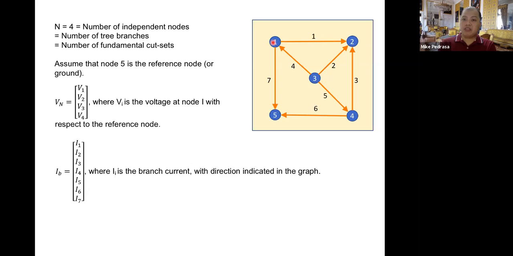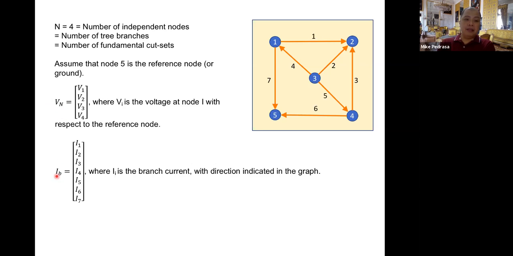V1 is the voltage from node 1 to node 5. V2 is the voltage from node 2 to node 5. V3 here is the voltage from node 3 to node 5. And V4 is the voltage from node 4 to node 5. So V1 to V4 are the voltages at the nodes with respect to node number 5. So that's V sub n here.